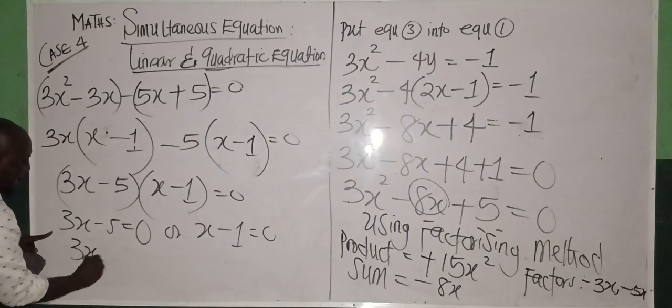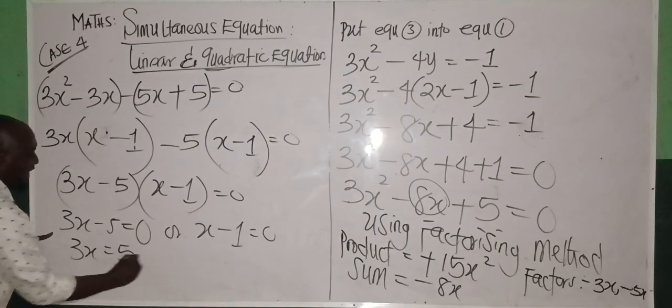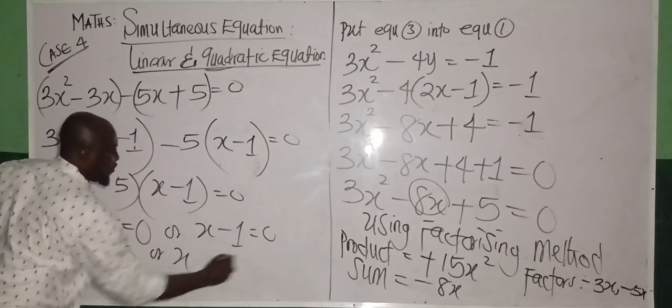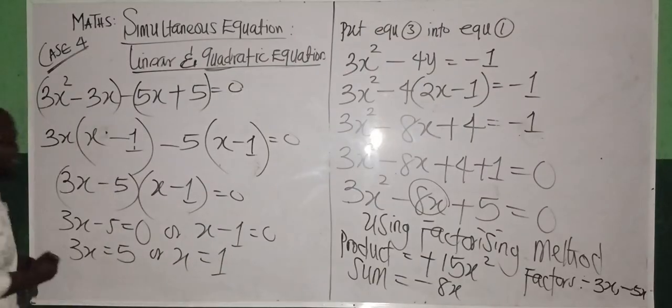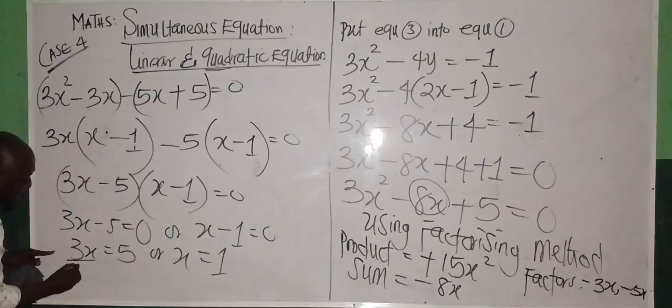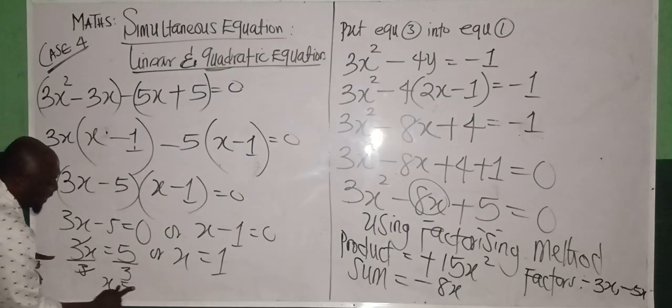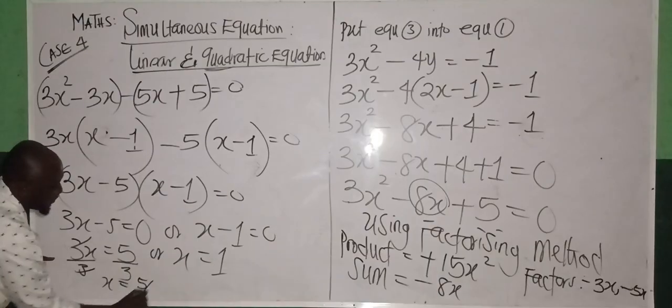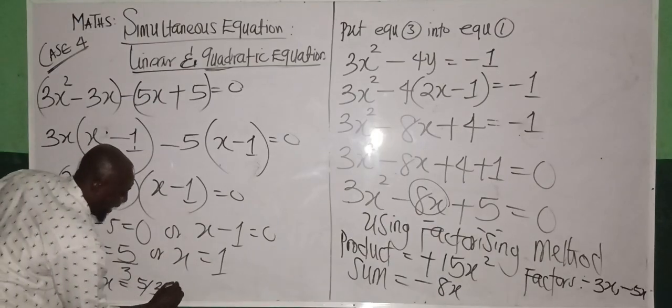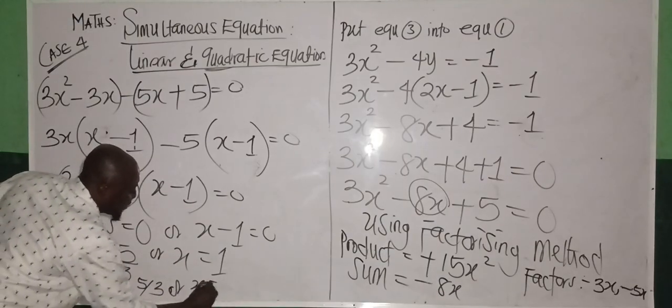So I will say 3x. Take this one over here, I'm having 5 here. Or take this one over here, x here is 1. I've gotten the first value of x. Here, I will divide by 3. So x now becomes 5 over 3, and x here becomes 1.